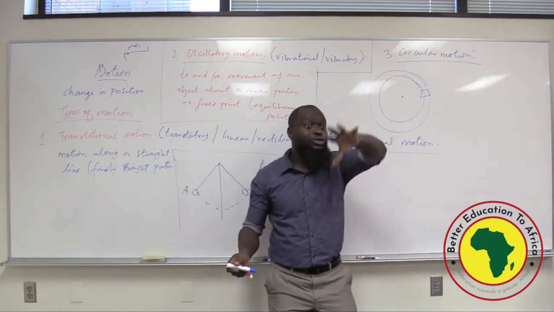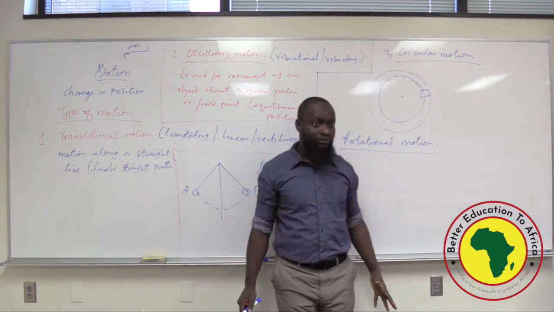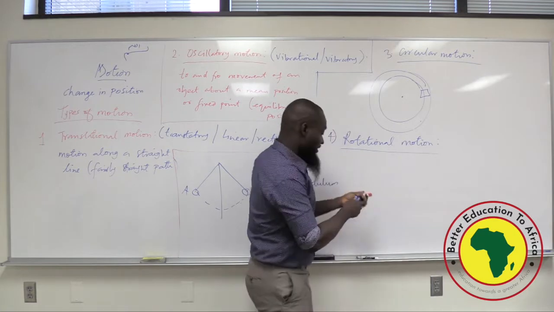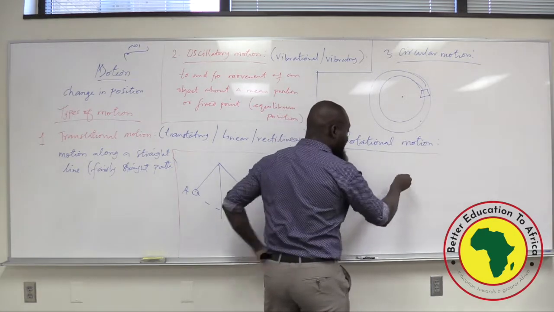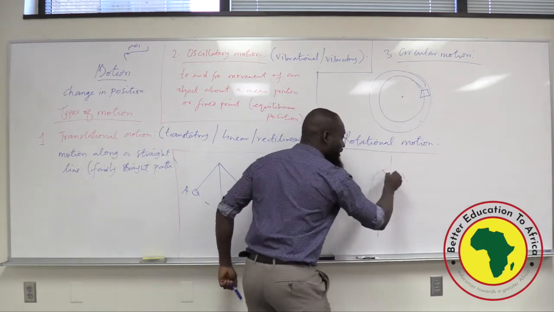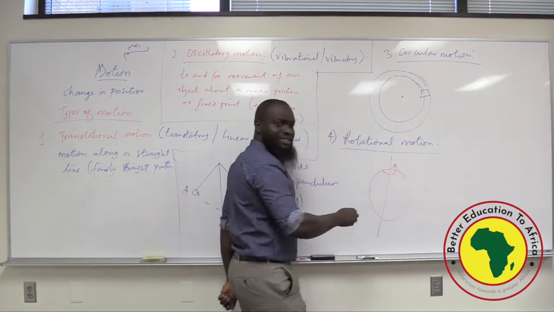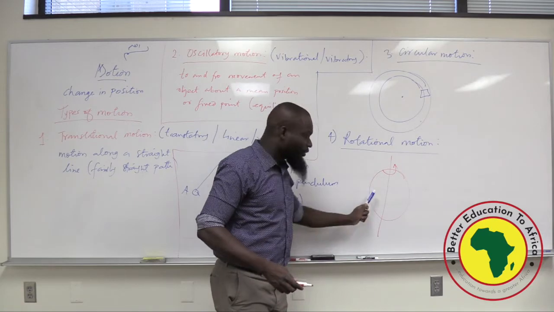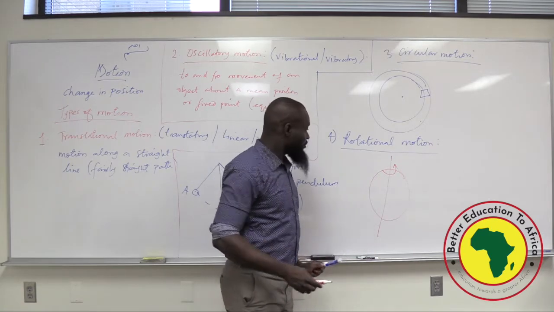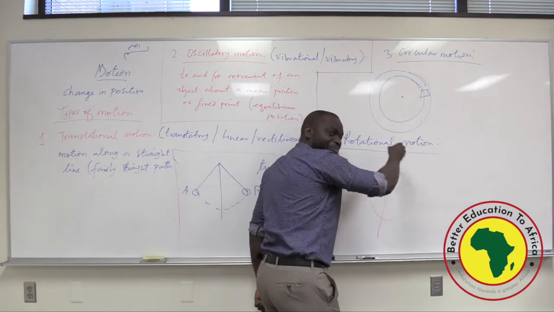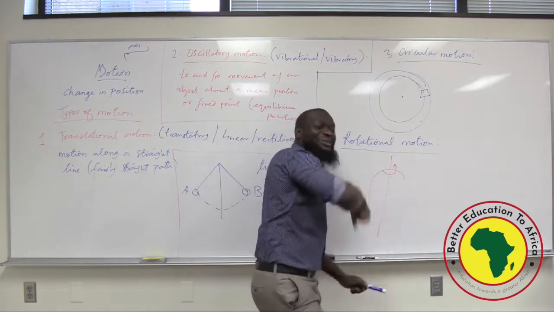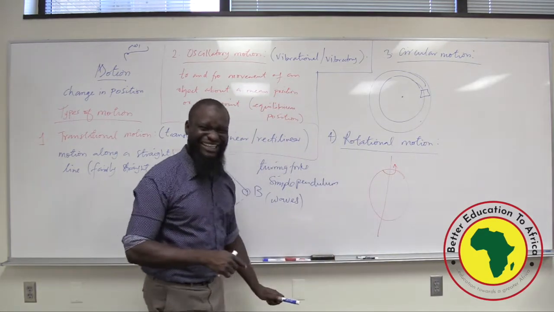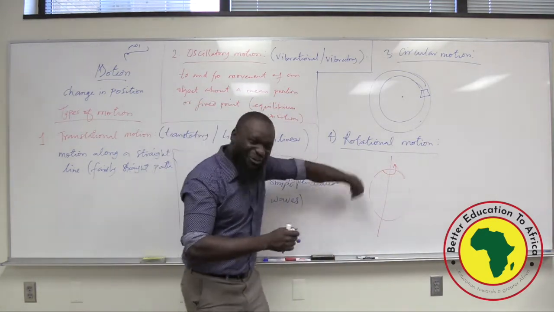The earth goes around the sun. That is circular motion. But at the same time, the earth is spinning at about 1,000 miles per hour about an axis through itself. So the earth is spinning about itself. So it's rotating. You understand? Yeah. It's now rotating.